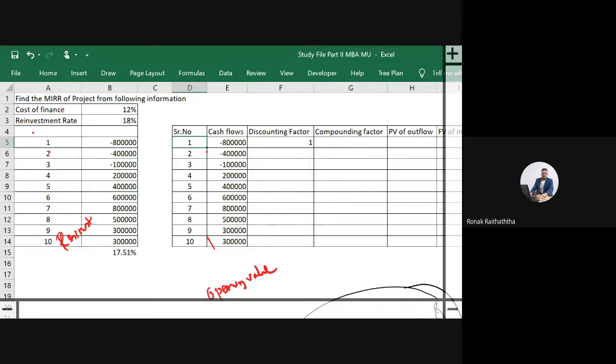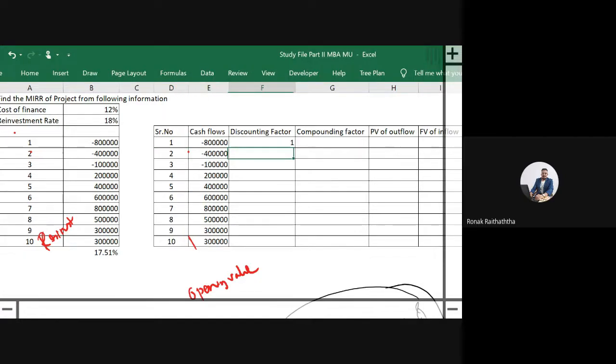So if it is a first outflow, we assume that it's done right now. First outflow is there in the present only. So discounting factor will be 1. For the second outflow, the discounting factor will be calculated. But the rate of the discounting factor will be 12%.